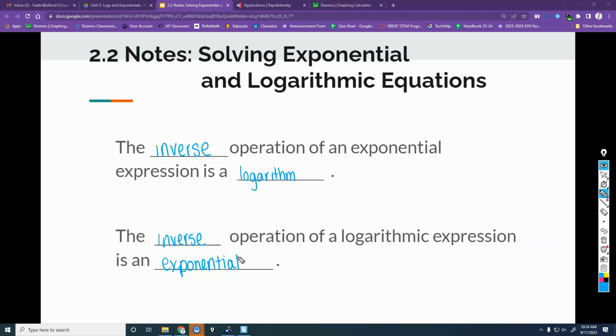Okay, important for us to remember, logs and exponentials are inverses of each other, just like addition and subtraction are inverses of each other. So to undo logs, we need exponentials. To undo exponentials, we need to do logs.